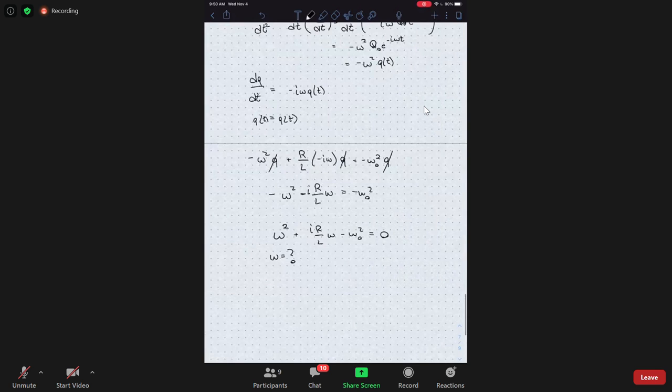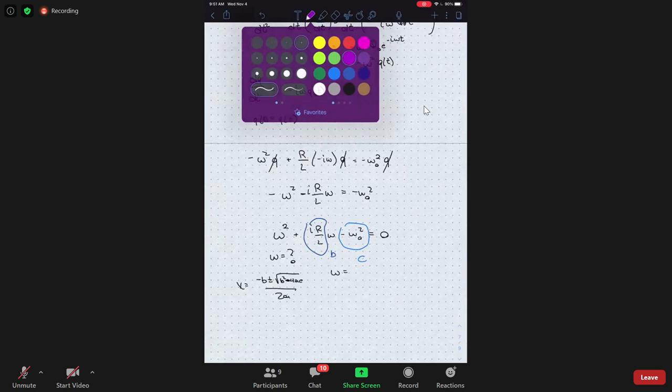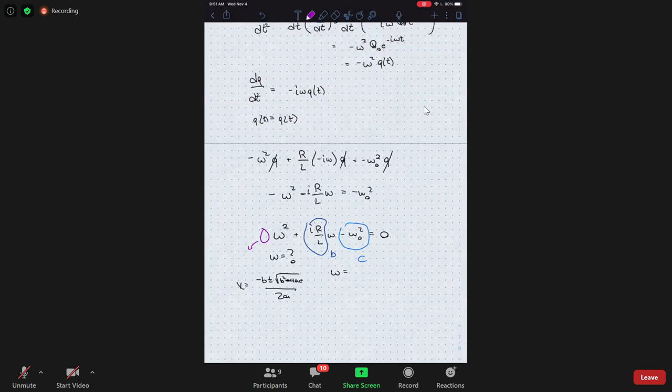So the quadratic formula tells us x is equal to minus b plus or minus the square root of b squared minus 4ac, all over 2a. I'm not going to derive that. That will take me another 20 minutes, which we don't have. So this omega is equal to minus b. So this is b, this is c, and that's a, just so that we remember.